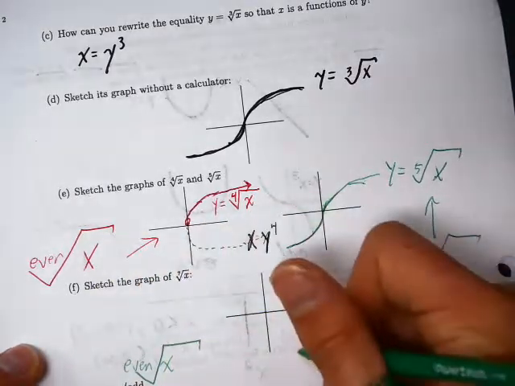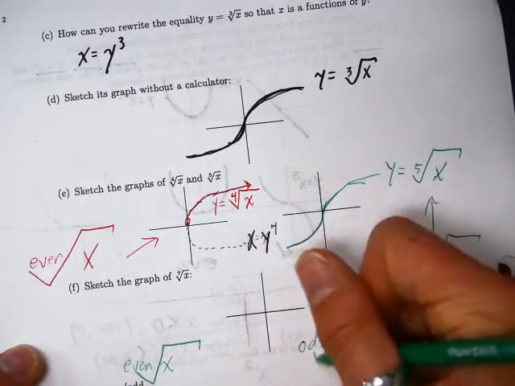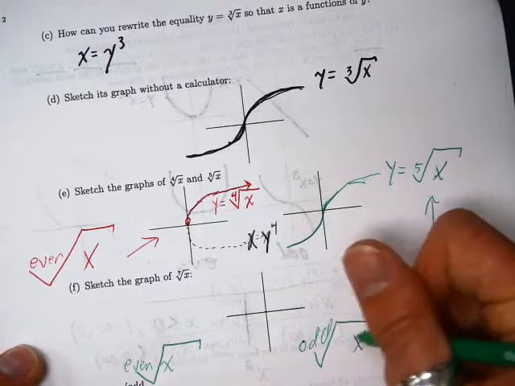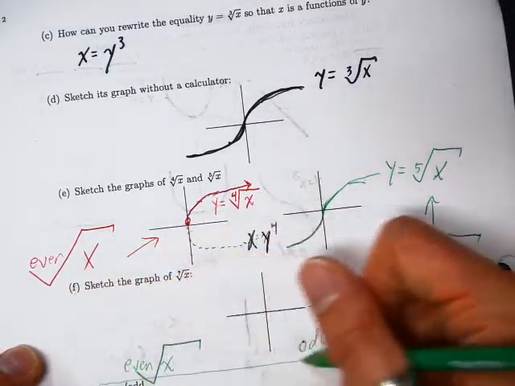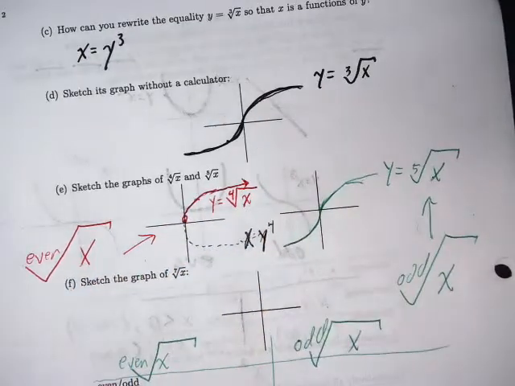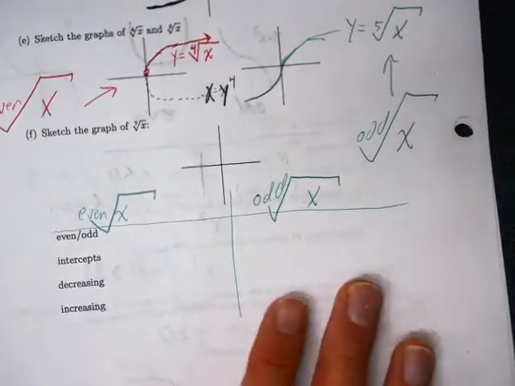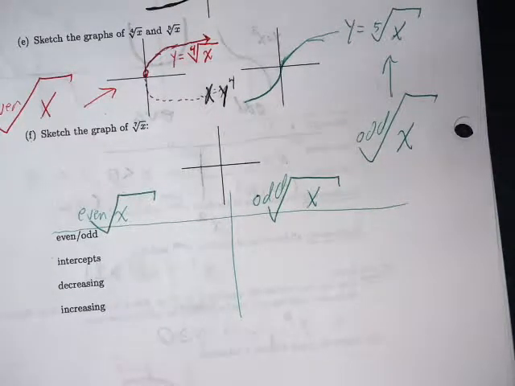And so let's answer some questions. Let's ask about even roots of x, odd roots of x. And let's ask questions about where these things are, whether they're even or odd, what their intercepts are, where they're decreasing, where they're increasing. So let's start with even or odd.